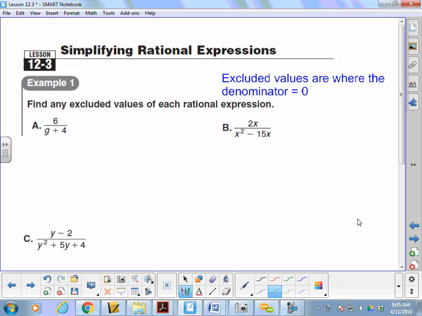Today we're going to be basically simplifying rational expressions, and this is going to involve a couple different things. One is finding out where we have what's called excluded values, and excluded values are where the denominator is equal to 0. So we are going to be doing a lot of factoring today, so hopefully your factoring skills are up to par, since we've worked on them a lot this semester.